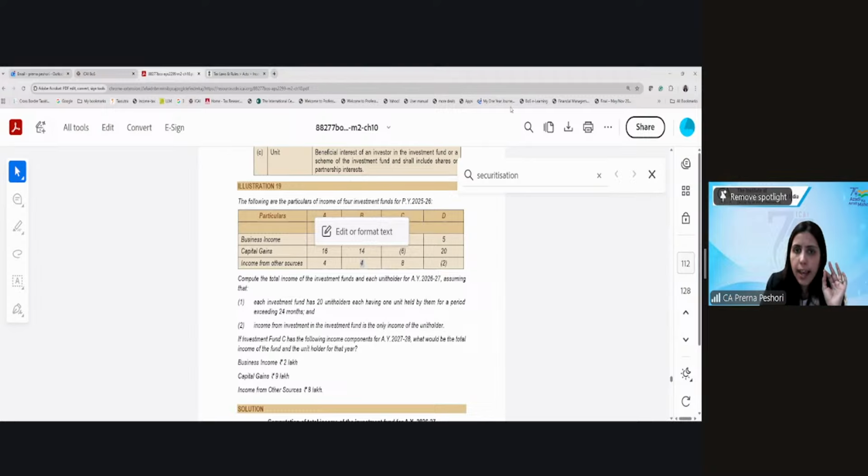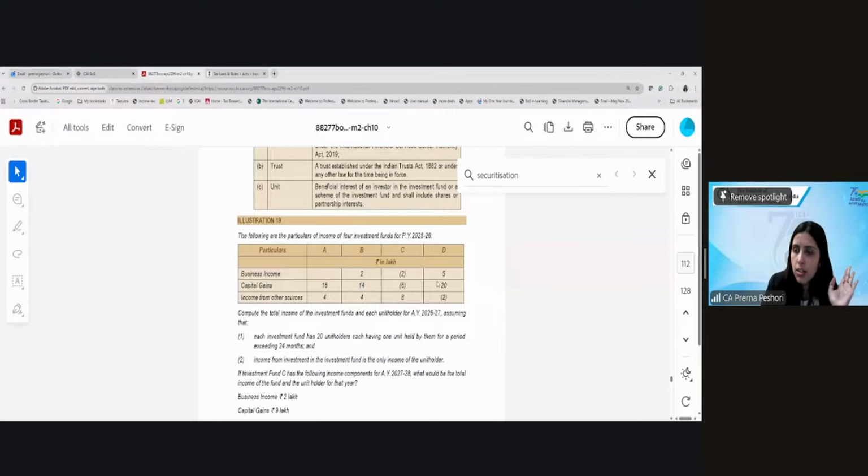So 2 lakh will be taxable in the hands of the investment fund. Now we don't know what the status of the fund is. If it is a company, it will be taxed at 30, 25, 22%. If it's an LLP, then it will be taxed at the rate of 30%, or if it is a trust, then MMR or AOP MMR. This 14 and 4 makes 18 lakhs. Now 18 divided by 20, each investor will get how much? 90,000, and that will be divided in the ratio of 7:2. So 70,000 as capital gain, 20,000 as income from other sources. Fair?